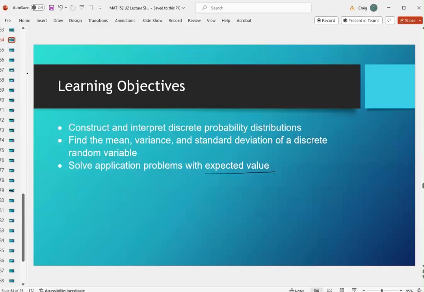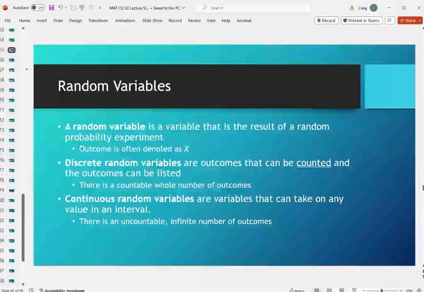And the expected value is kind of what you think, and we'll talk more about that in just a few minutes. Random variables are variables that are the result of random probability experiments, right? So flipping a coin, right? You flip a coin 30 times in a row. How many heads do you get? How many tails do you get? Or you roll a die. How many times do you get a particular number? What's the sum of the two if you roll a pair of dice? Whatever outcome we're looking for in this particular case, we just write as X.